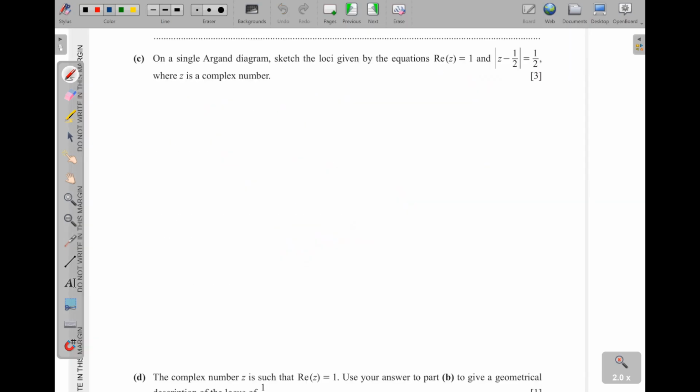Part C, on a single Argand diagram, sketch the loci given by the equations real of z is equal to 1 and the modulus of z minus a half is equal to a half. Now, when you see the modulus signs on one side of the equation or inequality, you should know that that is a circle. Why is it a circle?